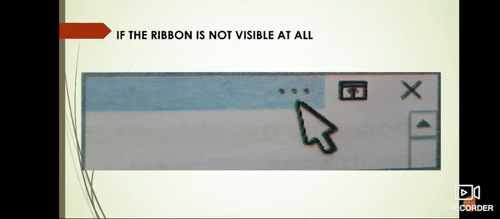And if the ribbon is not visible, then you will see these three points over there. You can see with the pointer I am indicating. You have to see the auto-hide, and click the more icon that is indicated by the three dots at the top right of the screen. This will restore the ribbon.